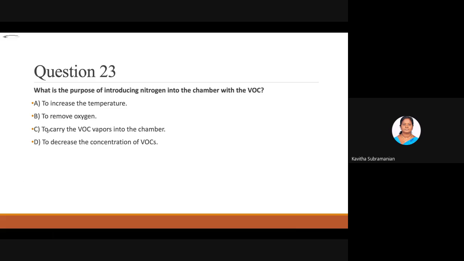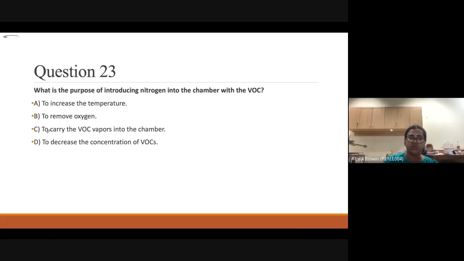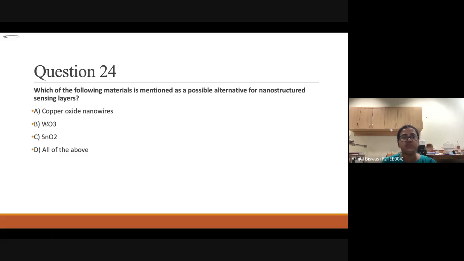To carry the VOC vapors into the chamber. Okay. Yes, the right option is option C, to carry the VOC into the chamber. This is question number 24.